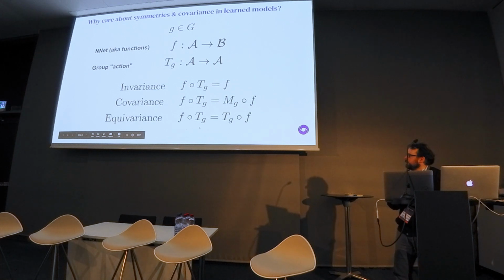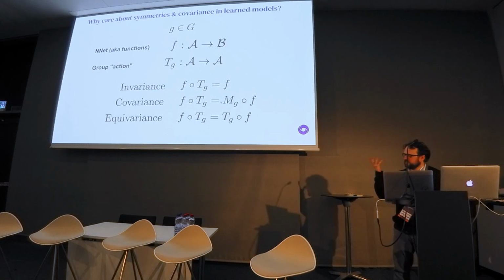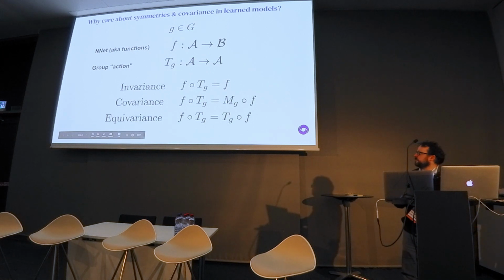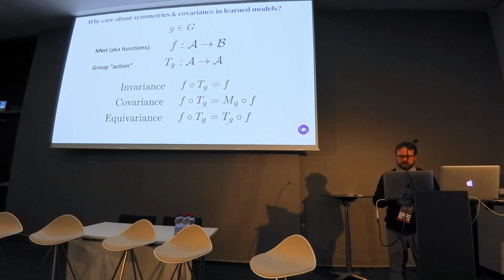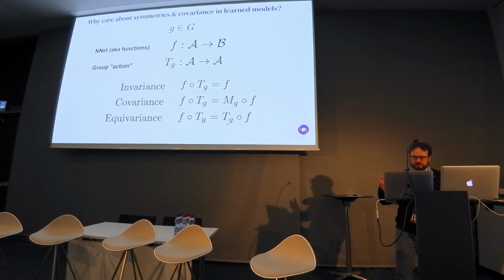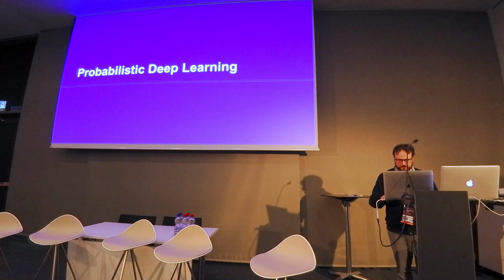So we say that a function is covariant, transforms covariantly, when it commutes with the action of the group, but with a different representation. And we say that it's equivariant when it transforms in the same representation as the input. So these are just names and definitions.